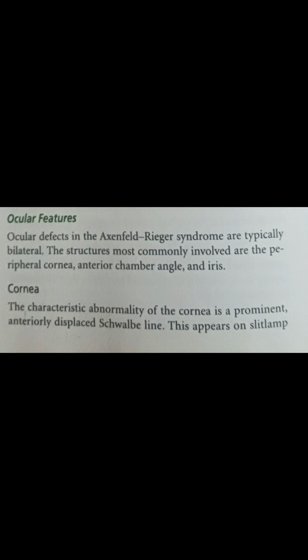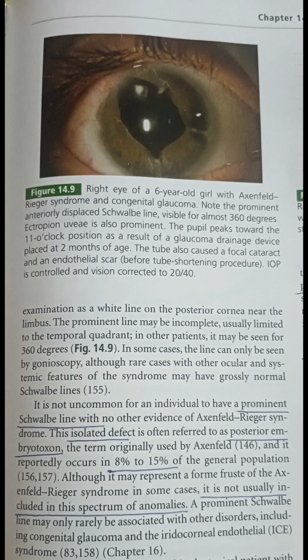This appears on slit lamp examination as a white line on the posterior cornea near the limbus. The prominent line may be incomplete, usually limited to the temporal quadrant. In other patients, it may be seen for 360 degrees. In some cases, the line can only be seen by gonioscopy, although rare cases with other ocular and systemic features of the syndrome may have a grossly normal Schwalbe's line.